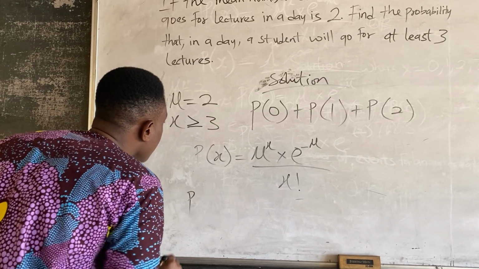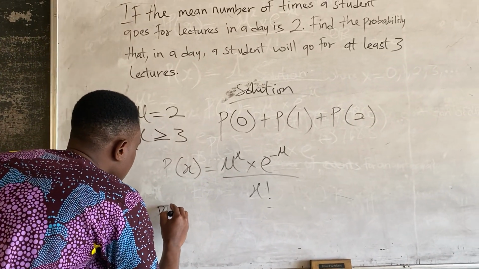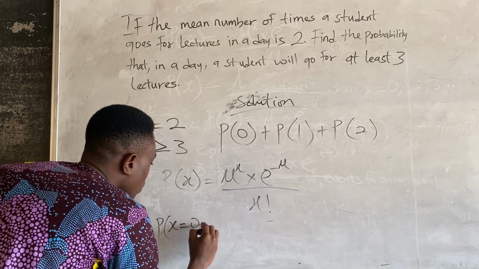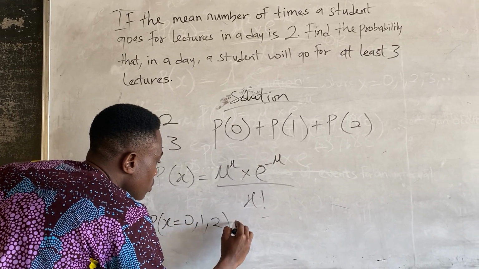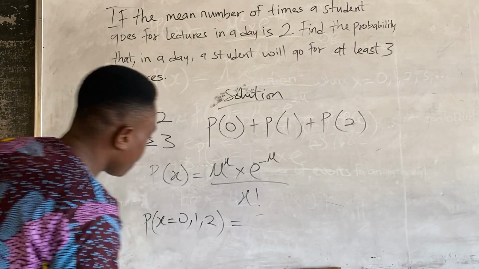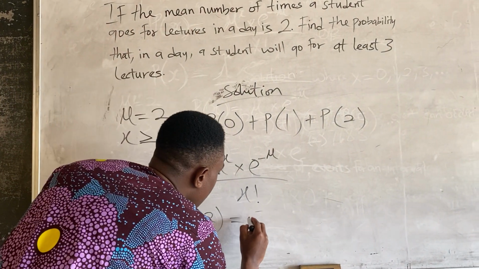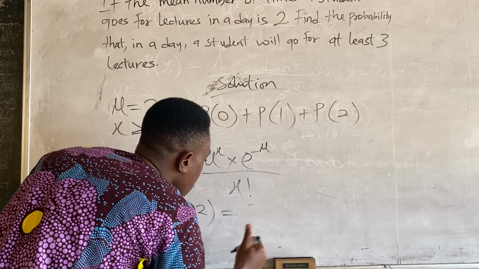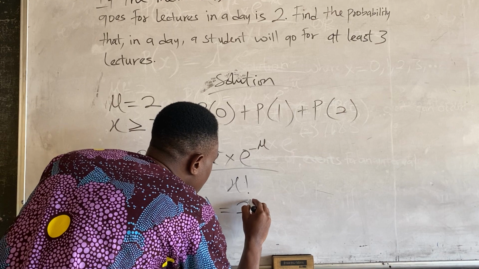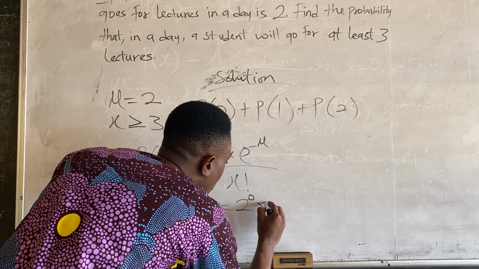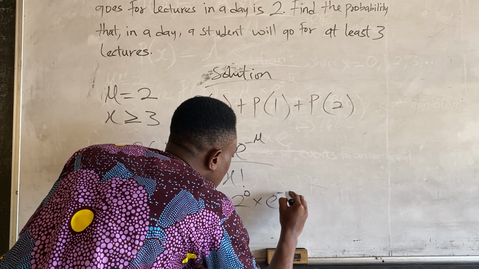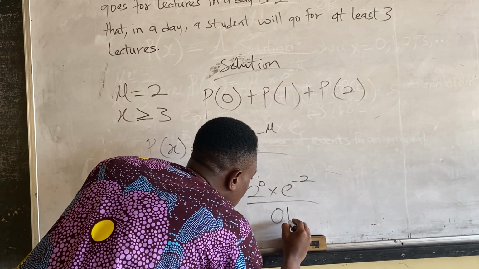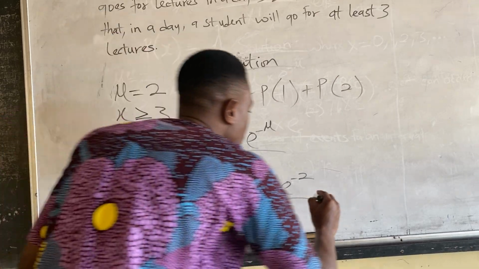So, P of x equals 0, 1, and 2. Because we first do for 0, we have our mu, which is 2, exponent our x, which is 0, multiplied by our constant e exponent minus mu, which is 2, all over our x factorial. X in this case is 0.